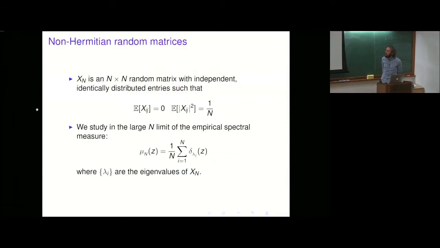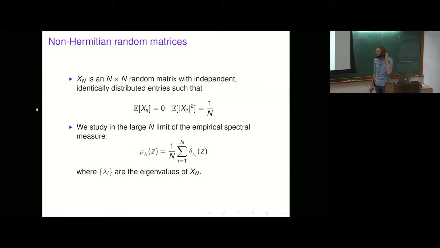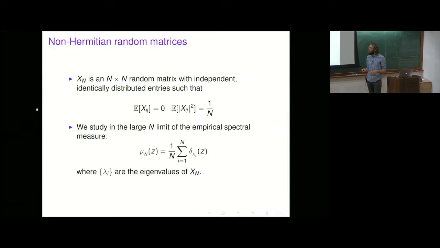Yeah, so I'm going to talk about non-Hermitian random matrices. I think the best place to start is with the simplest non-Hermitian random matrix you can think of. You take an n by n matrix and let every entry be a random variable, independently with the same distribution. We'll assume it has 0 mean, and I'll normalize it so that the variance of every entry is 1 over n. And then what we're interested in is what the eigenvalues of this matrix look like.